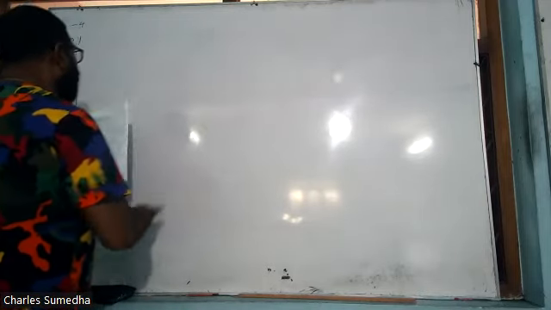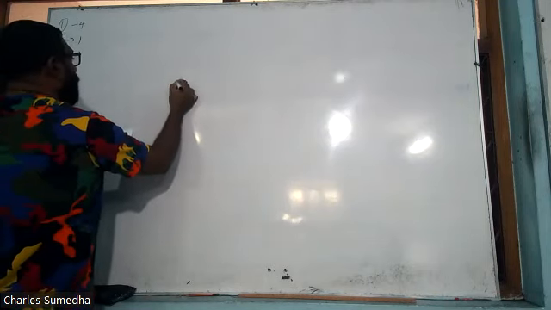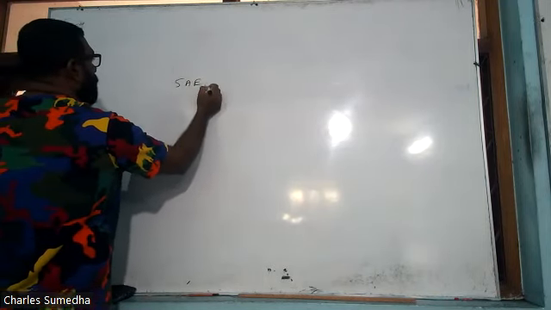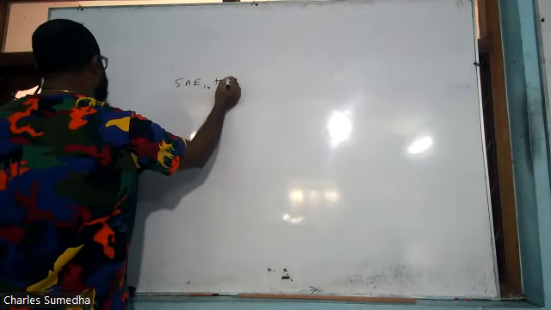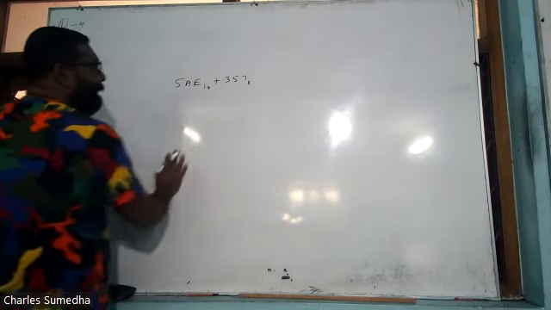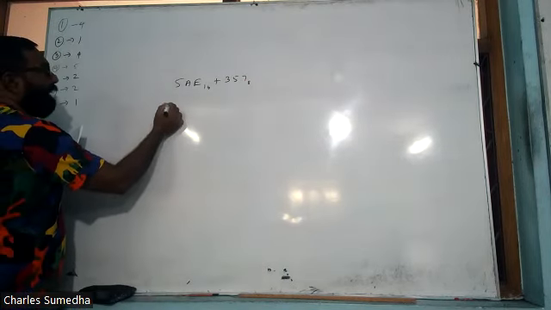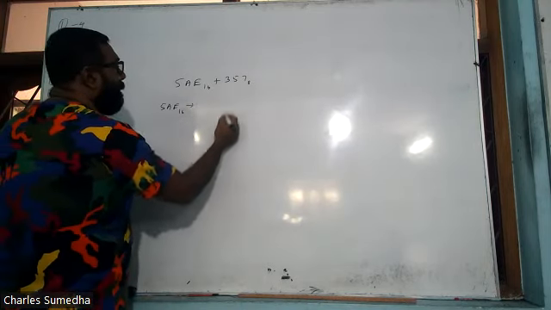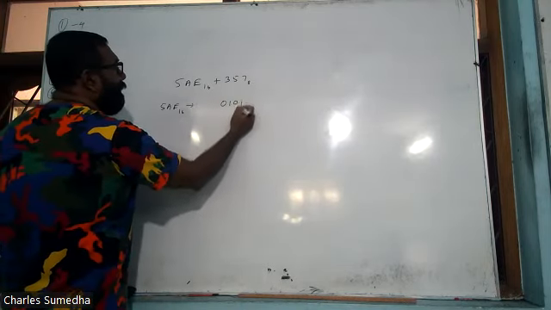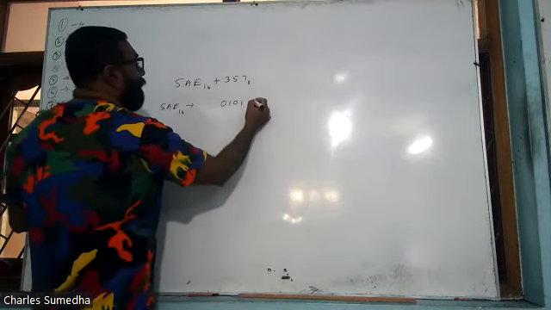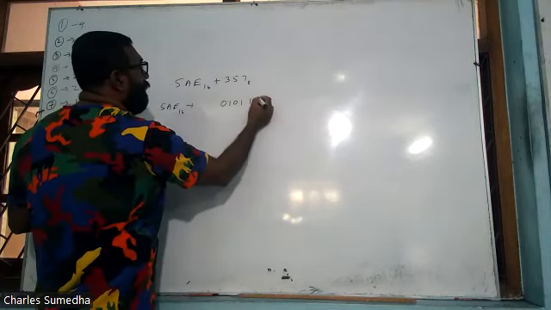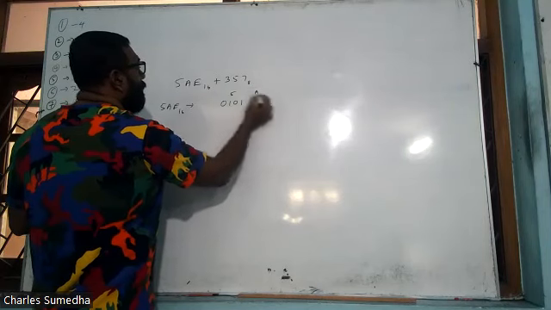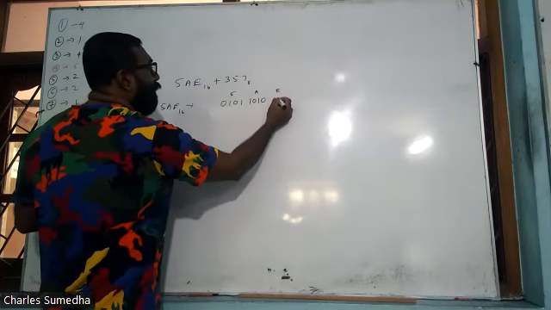So if they are asking you this: 5AE base 16 plus 357 base 8. I am doing 5AE base 16. I'm bringing it to binary: 0101, 1010. This is A. This is 5. Then E is 14, 1110.